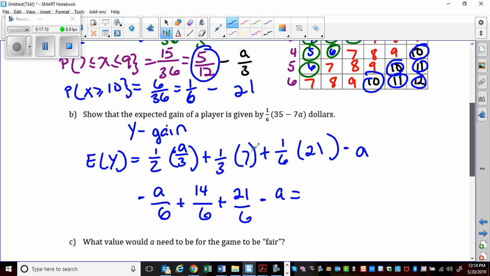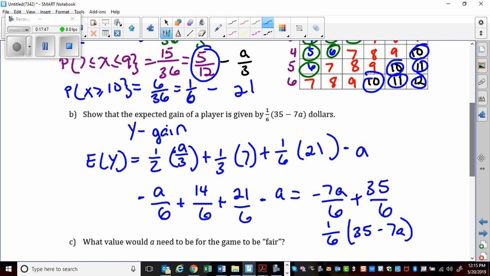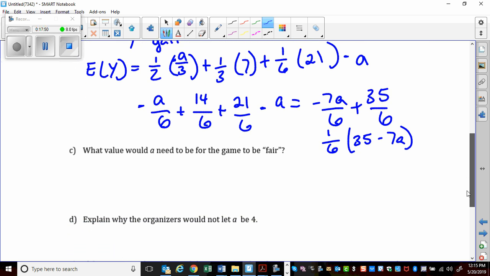We're going to simplify this, combine the ones with the a's, and we're going to get minus 7a over 6, plus 35 over 6. Now, they want us to make it look like this. All you have to do is pull out that 1/6. So 1/6 times (35 minus 7a) dollars. There you go.